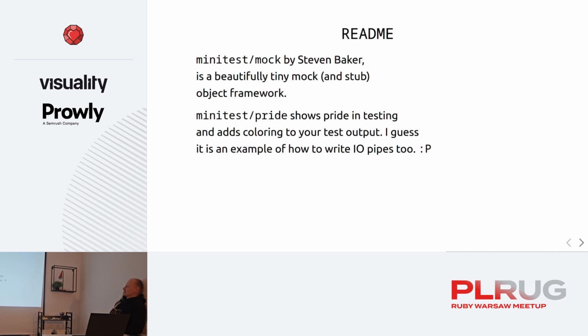Minitest Pride shows pride in testing and adds coloring to your output. I guess it is an example of how to write I/O pipes too. And this is, again, a bit tongue-in-cheek, but in general, one of the very nice things about Minitest is that it has a very nice way to extend it. If you wish there was an easy way to pinpoint the slowest test or something like this, those things are already built in a lot of external gems, external to Minitest, but also, the example of how to write I/O pipes for Minitest is right there.